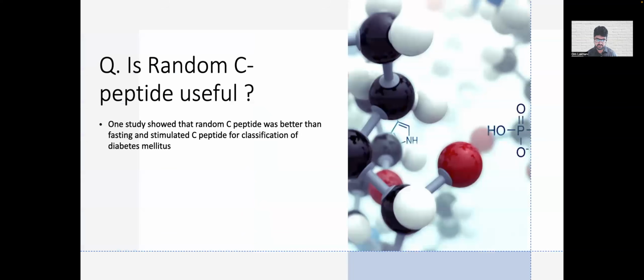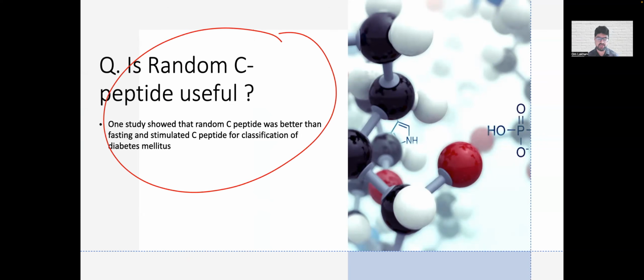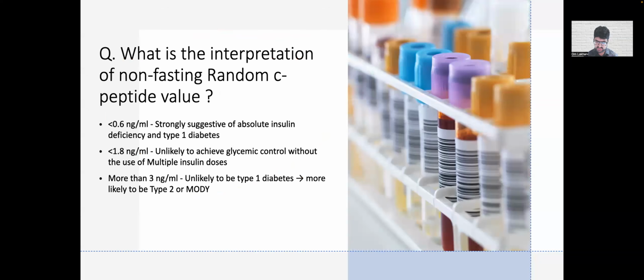Now, I told you that apart from the C-peptide mixed meal stimulation, you can also do a random C-peptide. So a patient comes to your OPD, does not have time for doing a fasting or a stimulated C-peptide. You can do a random C-peptide. And there's in fact one study which has shown that random C-peptide is better, if not as good as measuring fasting and stimulated C-peptide. So there's a little hack, right? You can actually measure random C-peptide and get good interpretation from this without doing a stimulated test. But there is a catch which I'll come to.